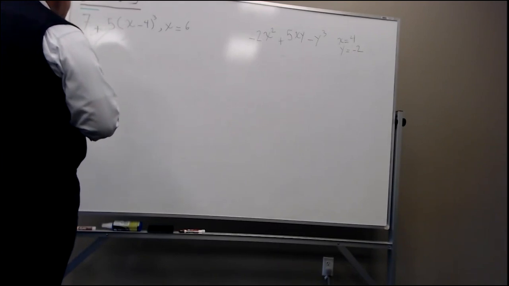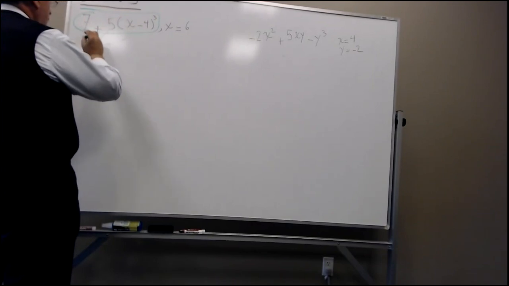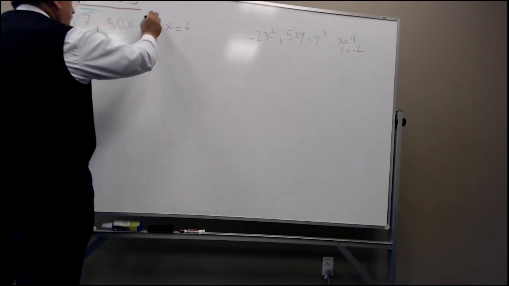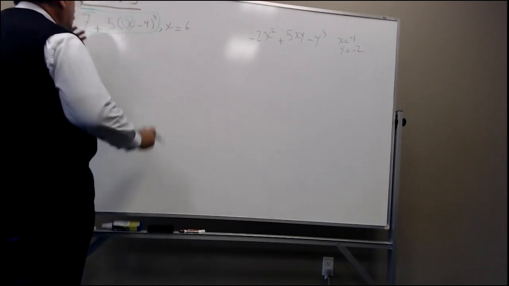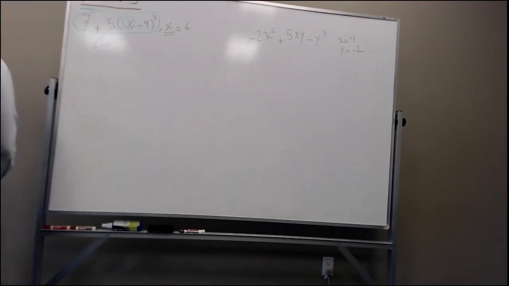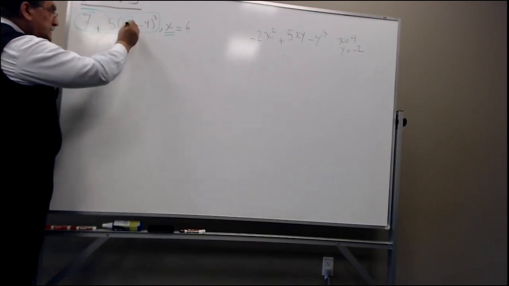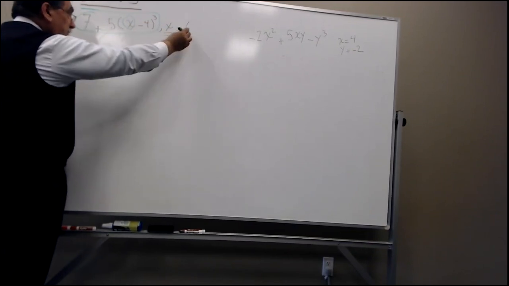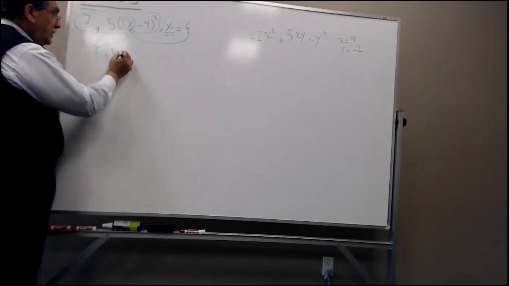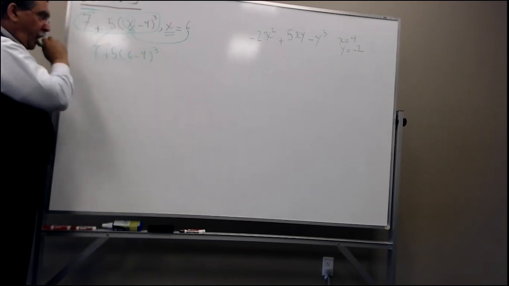For example, this here is an algebraic expression. We have variable x, we have constants 7, 5, exponent 3. We want to solve this when they told us the value of x is 6. All right? So instead of x, I put 6 here. So I get 7 plus 5 times 6 minus 4 to the power of 3.